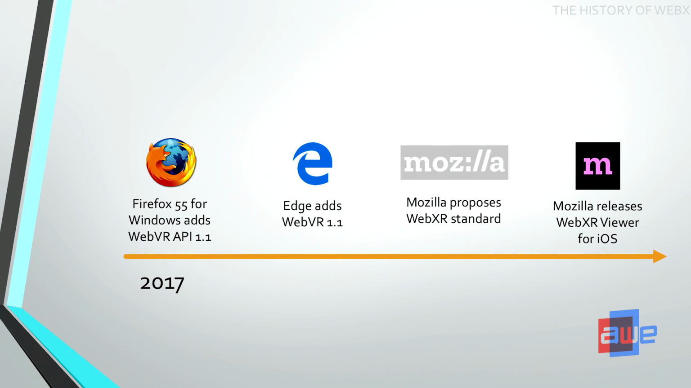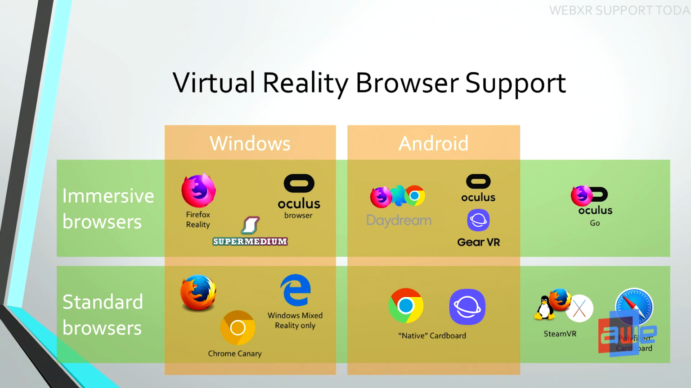And to help facilitate experimentation with that, Mozilla also later that year released an experimental browser called the WebXR Viewer, specifically to experiment with WebXR on iOS. So that leads us up to where we are today.